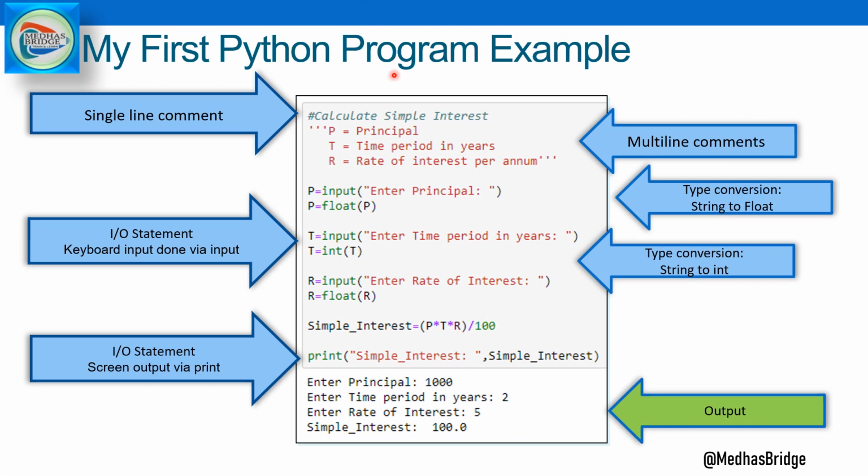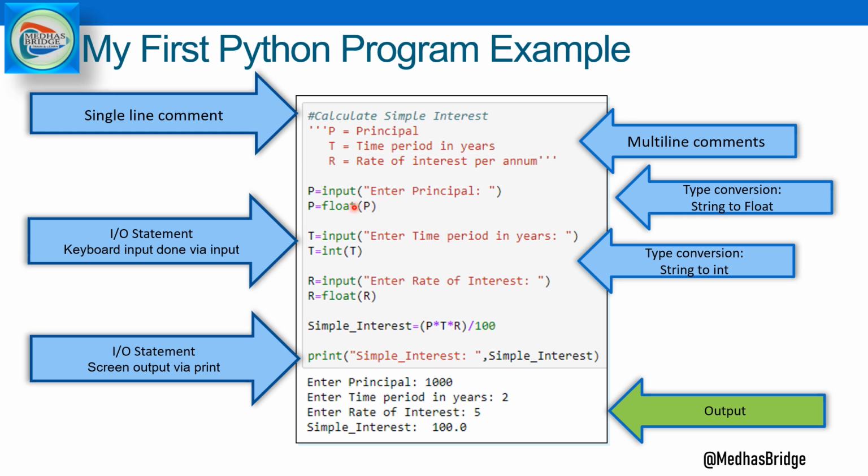Here is my first sample program. To calculate simple interest, we need three inputs: principal, time period, and rate of interest. My intention here is not to show how to write the program. However, there are a few takeaways. For code readability, we can add single-line comments or multi-line comments. Comments are not executable statements. The interpreter reads and ignores them. We add comments only for our own reading and understanding of the code snippet.